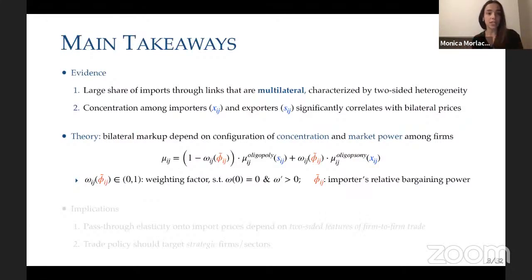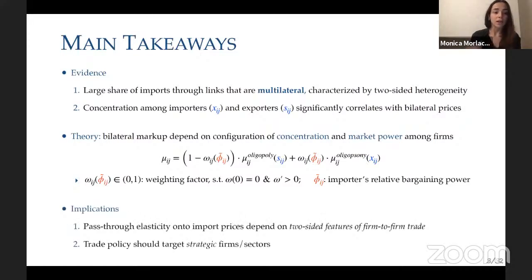And again, as you can see from this formula, which is the main theoretical result of this paper, this is all very tractable, and we're going to characterize these markups as a function of the market shares of the buyers and sellers, which are observed in our two-sided trade data set, and the bargaining parameters, which we are going to estimate through our identification strategy.